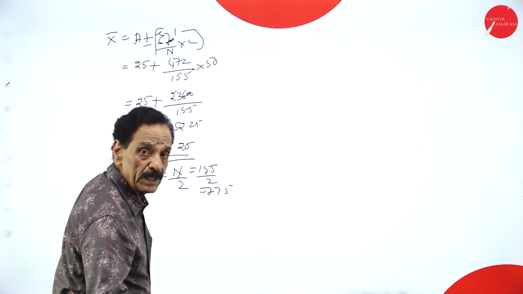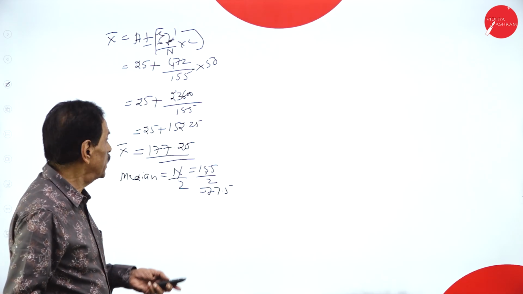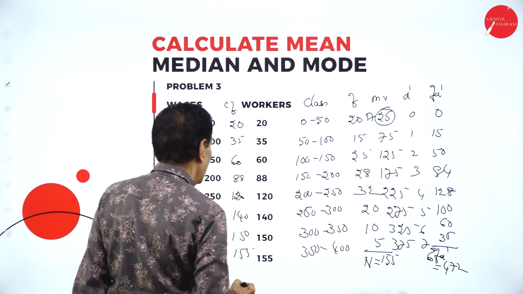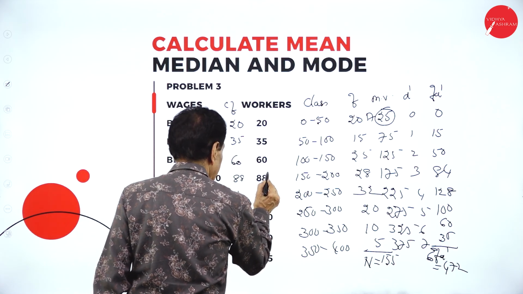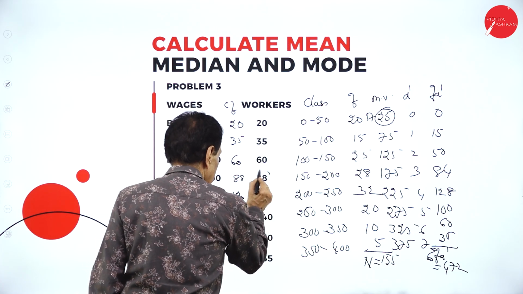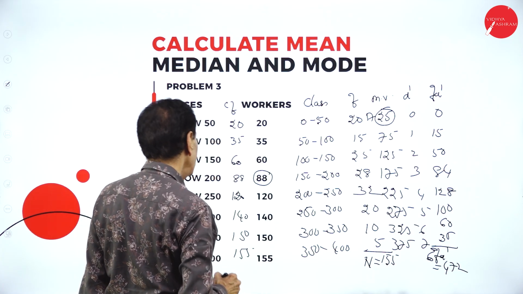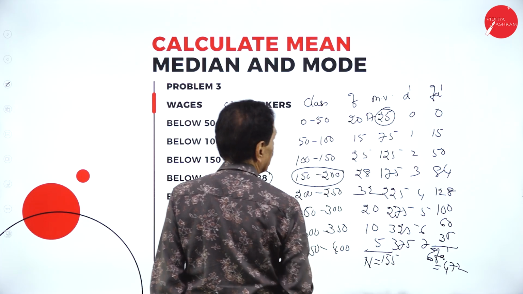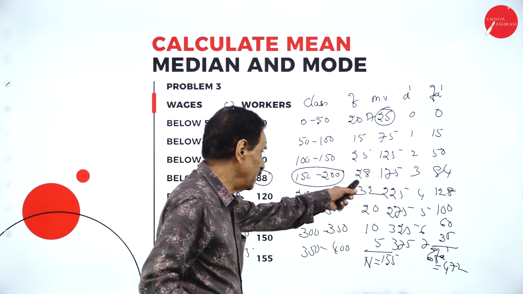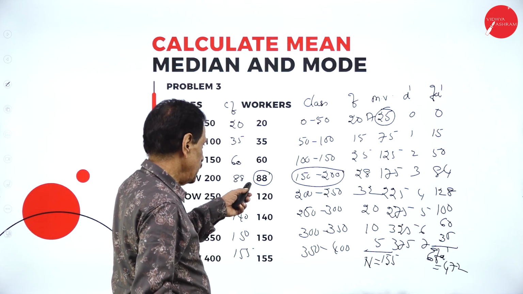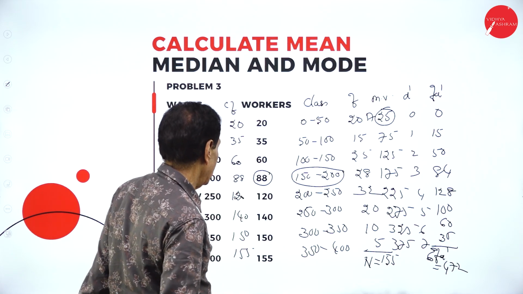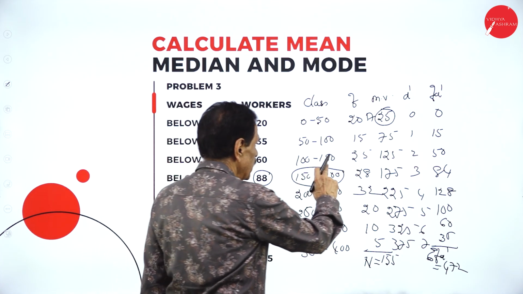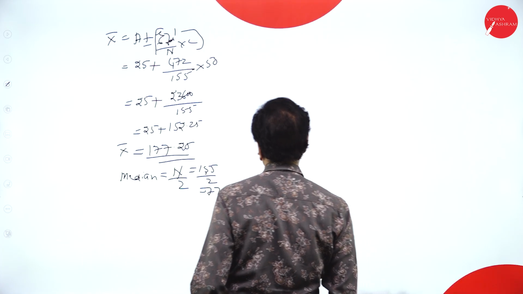Find 77.5 in CF, where the 77.5 will come under 88. This is your CF, it will come under 88. Your range is 150 to 200. This is your frequency. This is your frequency level. Apply the formula.